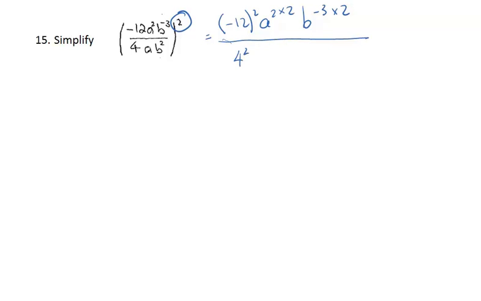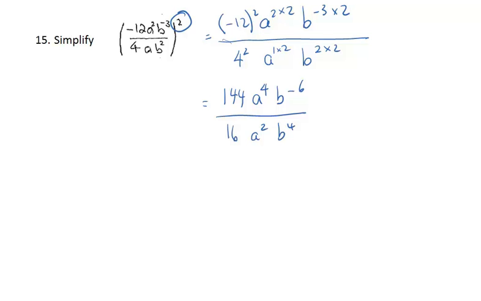We've got 4 squared, a, so it's the power of 1 times 2, it still becomes a squared, and b to the power of 2 times 2. So here negative 12 squared gives us 144, a to the power of 4, b to the power of negative 6. Here 16, a squared, b to the power of 4. So now we can start to simplify this. So 16 times 9 is 144, so we divide by 16 we get 1, divide by 16 we get 9.